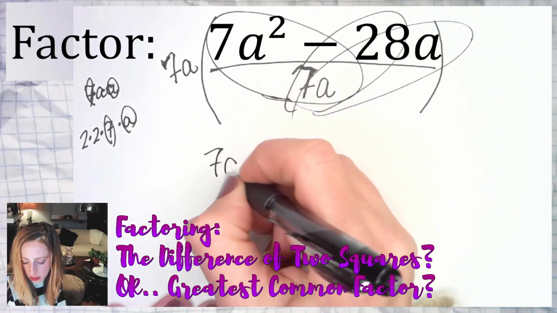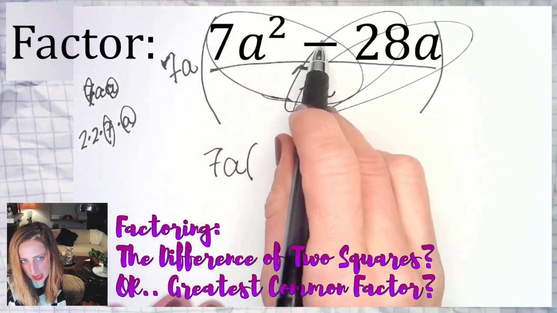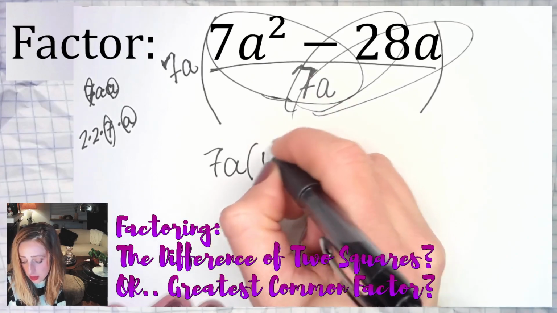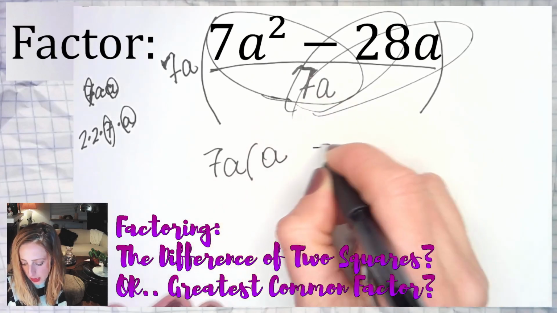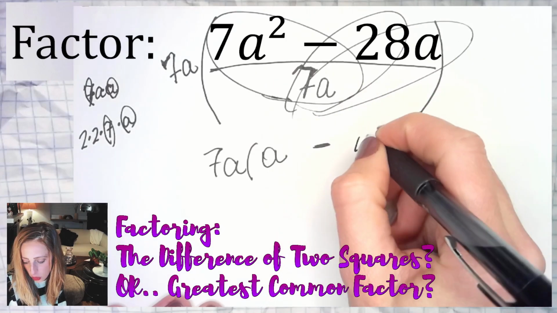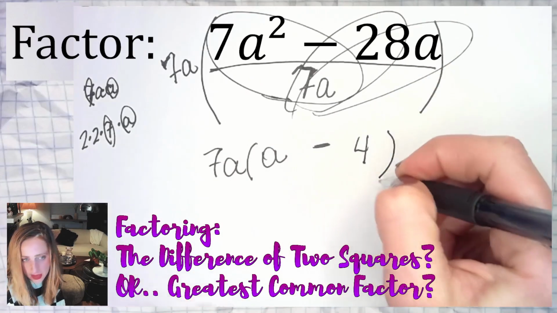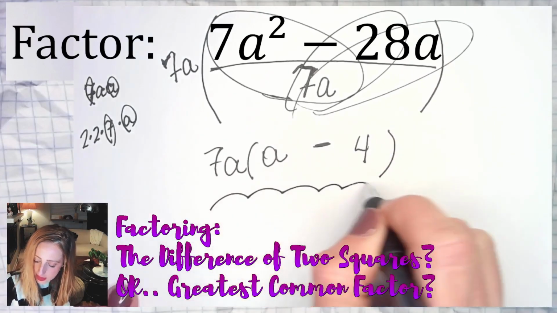So 7a out here, there it is, stays. 7 and 7 reduce, a over a, I'm left with just a. Minus 28 over 7, 7's are gone from there, I'm left with 4. A over a, gone, no a's are left, and that's it. And there you have it, it's fully factored.